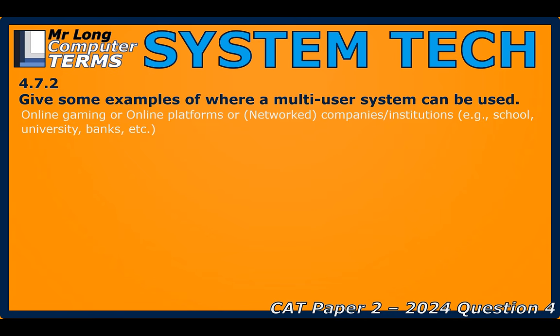And critically, they're essential for networked companies or institutions, like your school network or university or banks. In those places, loads of people need to access shared resources, databases, applications, all managed by a central multi-user system. They enable huge efficiency and collaboration. Right, that makes total sense.